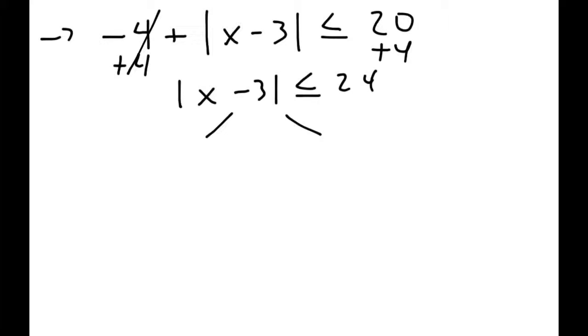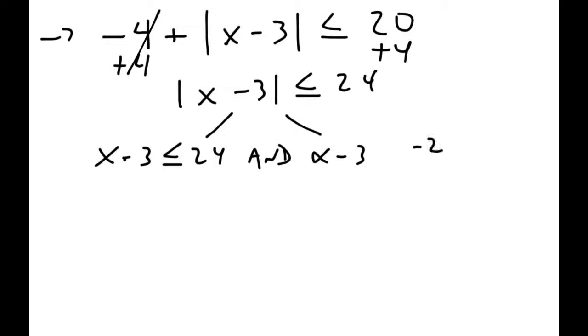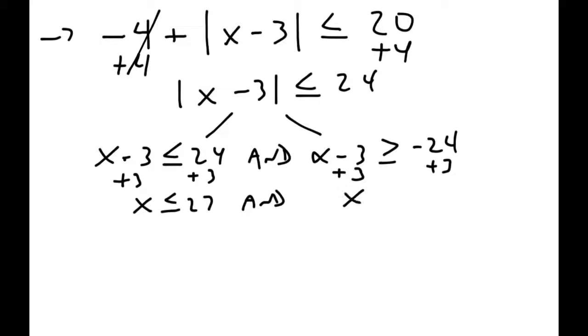Now I can break it into two parts. X minus 3 less than or equal to 24, and, because it's less than, x minus 3 greater than or equal to negative 24, and I change the symbol. Add 3 to both sides. X is less than or equal to 27, and add 3 to both sides. X is greater than or equal to negative 21. Remember, I like to write the smaller number to the left, bigger number to the right, my variable in the middle. They're less than symbols, and these both had equal to signs.